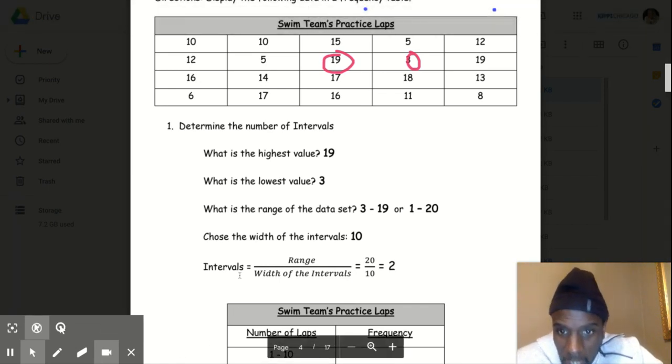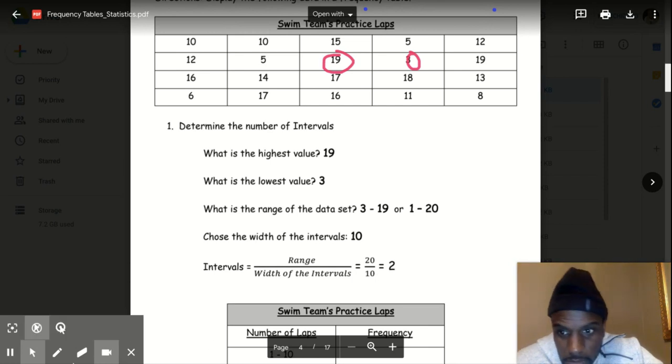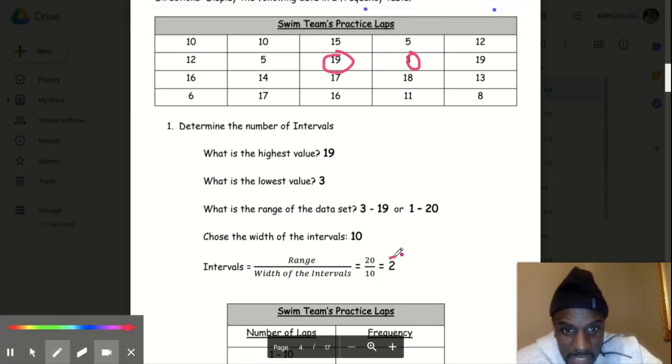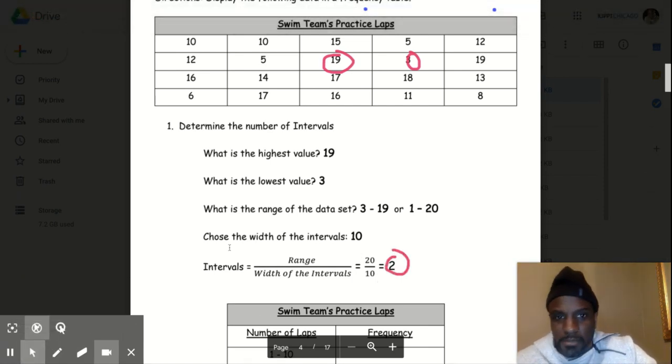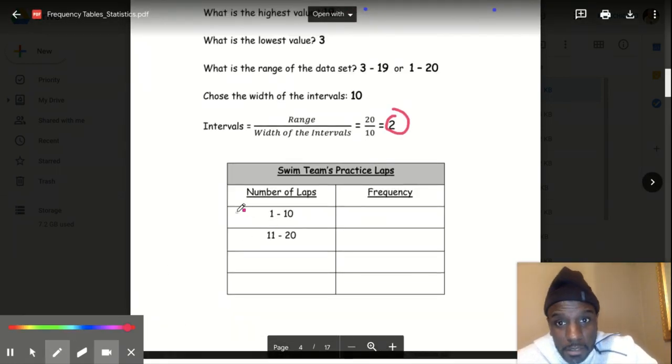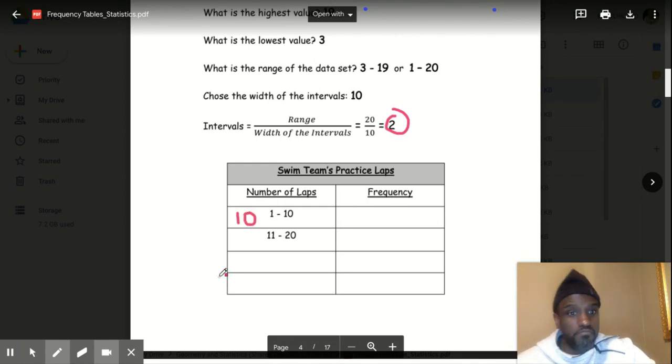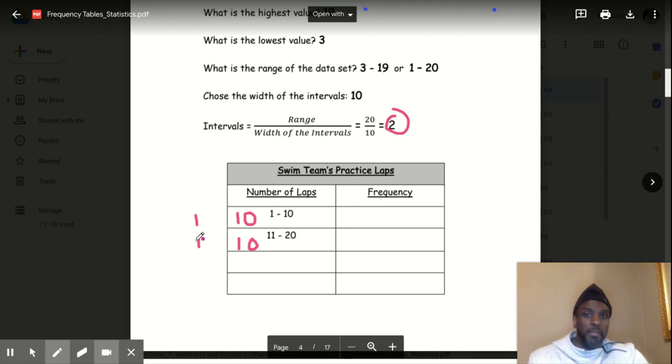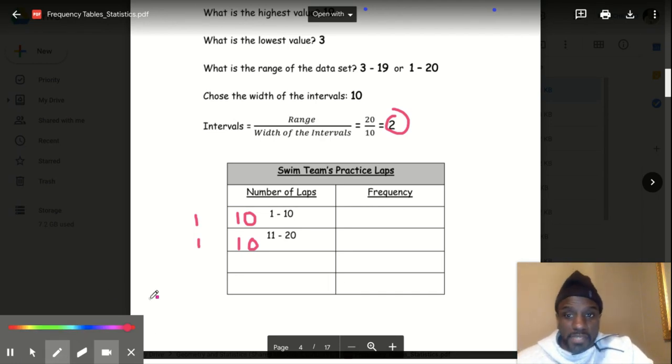It says that I'm going to have 2 intervals. This determines that I'm going to have 2 intervals. Okay, let's see if that's correct. Oh, look. My width is 10. Doesn't that cover 10? That covers 10, 1 to 10. And this is also 10, 11 to 20. That's 10. But look, I have 2 intervals, 1 and 1.